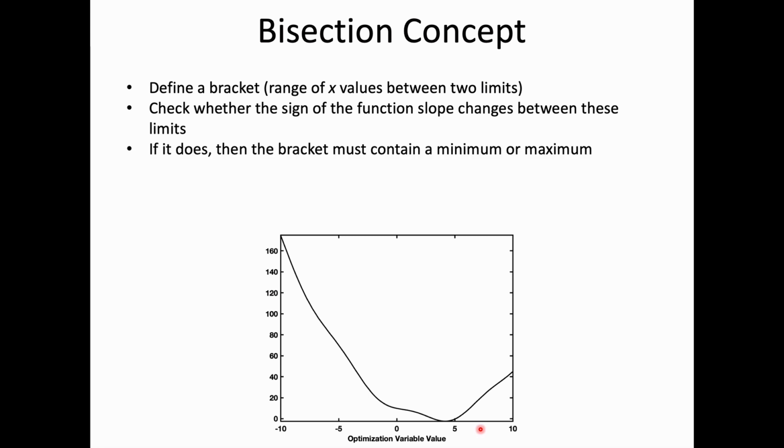If the sign does change, then the bracket must contain either a minimum or a maximum. This statement is only true in cases where we have a smooth continuous function. If we had a discontinuous function, then we can have an instantaneous jump in between the bracket, and we could have this change in sign without having a minimum or a maximum.